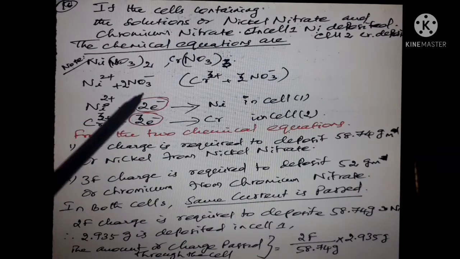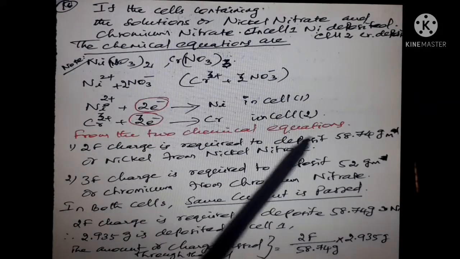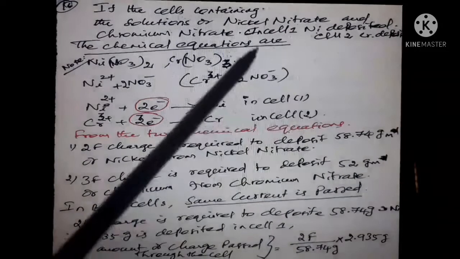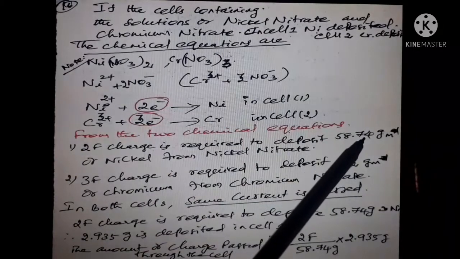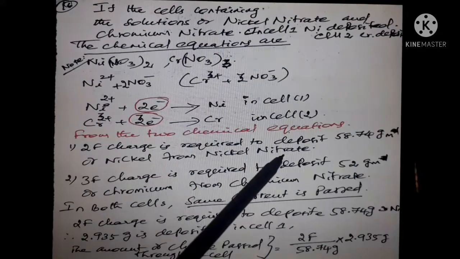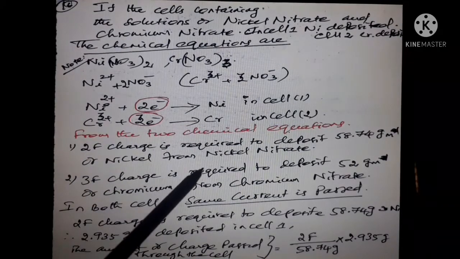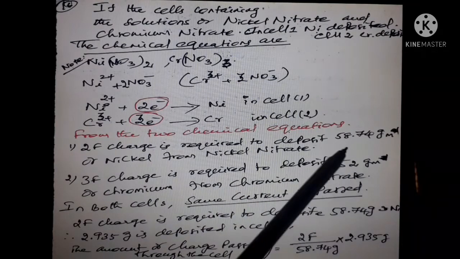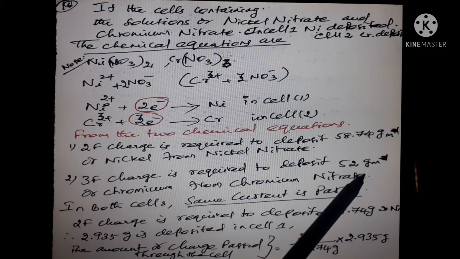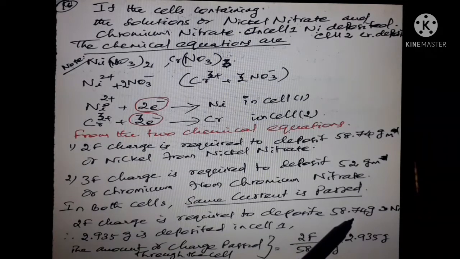In the first equation, 2 Faraday of charge, 2 electrons released, deposits 58.74 grams; 58.74 is the molar mass of nickel. For chromium nitrate, 3 electrons are gained, so 3 Faraday of charge is required to deposit 52 grams, which is the molar mass of chromium. In both cells, the same current is passed. This is the condition. So 2 Faraday of charge is required to deposit 58.74 grams.